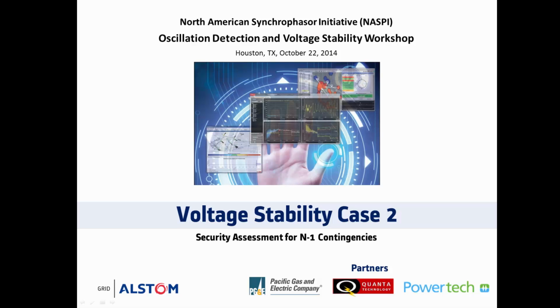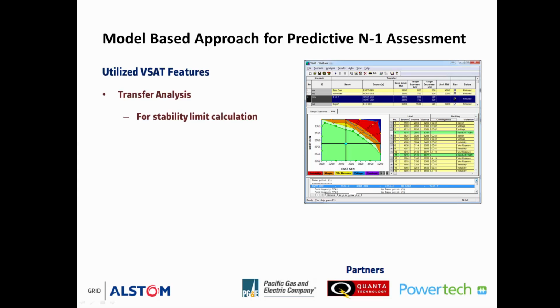Welcome to the demonstration on voltage stability case 2 from Alstom Grid and our partners. While we'll be visualizing the results within Alstom's geospatial operator UI, we are relying on PowerTech's model-based voltage security assessment tool, or VSAT, as our underlying engine for a comprehensive voltage stability analysis. For this case, we will be utilizing VSAT's transfer analysis and PV and QV analysis capabilities.